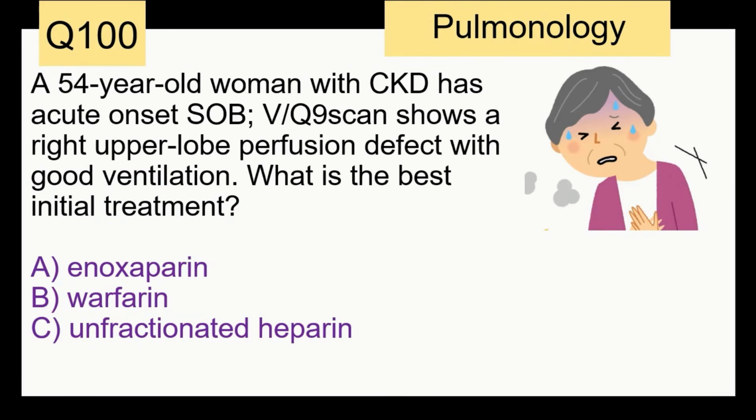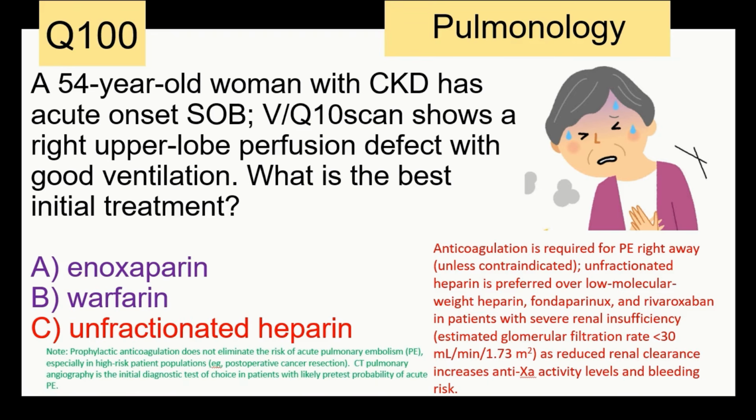Question 100. A 54-year-old woman with chronic kidney disease has acute onset shortness of breath. VQ scan shows a right upper lobe defect with good ventilation. What's the best initial treatment? Unfractionated heparin. Anticoagulation is required for PE right away unless contraindicated, and we give unfractionated heparin, and this is preferred over low molecular weight heparin in patients with severe renal insufficiency. That's because reduced renal clearance increases the anti-Xa activity levels and bleeding risk. So you want to give CKD patients unfractionated heparin.